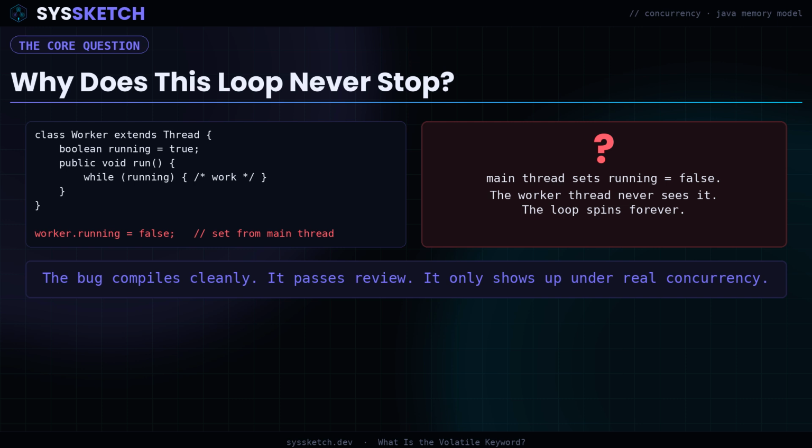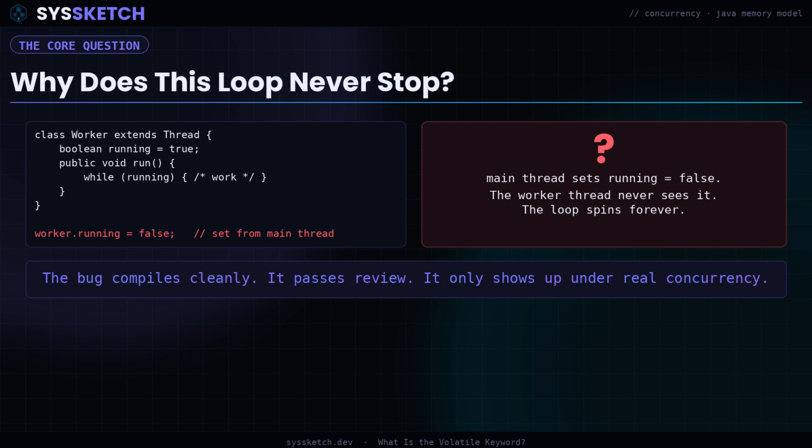A worker thread runs a loop that checks a boolean called running. A main thread somewhere else sets running to false to signal it should stop. On paper, this looks completely fine. In practice, the worker thread can spin forever, never seeing that the value changed. The reason isn't magic and it isn't a compiler bug, it's the memory model working exactly as specified.